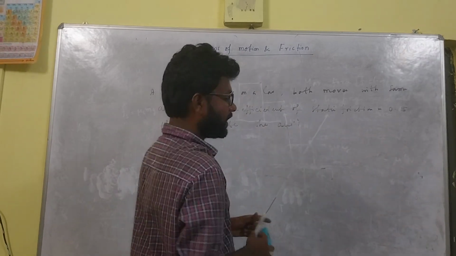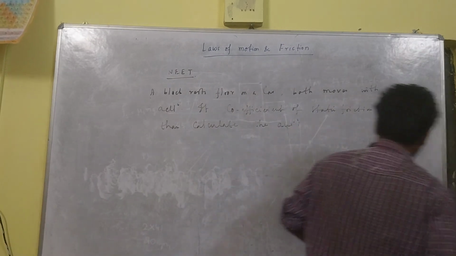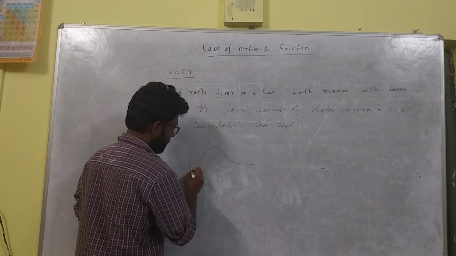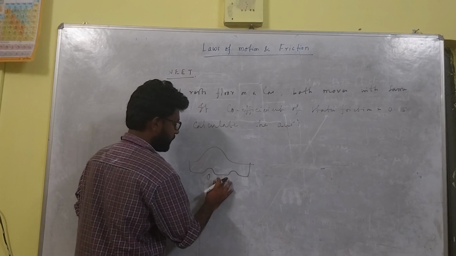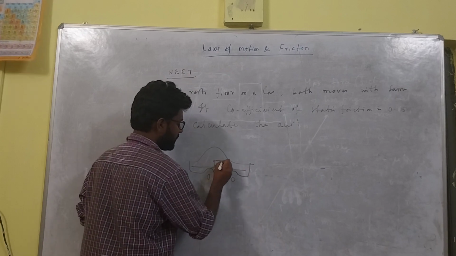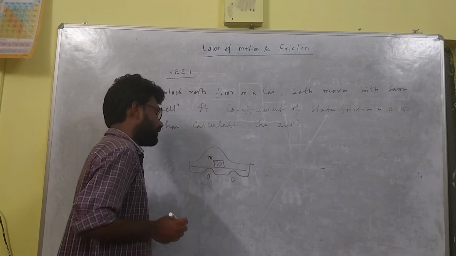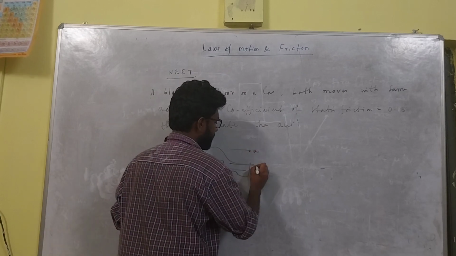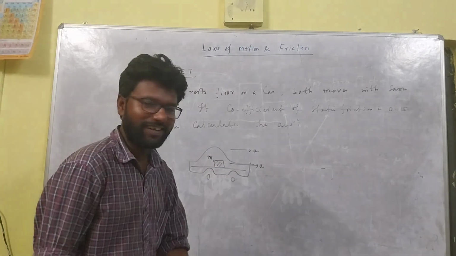So we want to calculate the acceleration of that system. Just imagine it is a car, and it's the floor of that car, and the block rests on it with a mass m. Then what will happen? The block and the car move with the same acceleration. I mean, the block rests on the car.